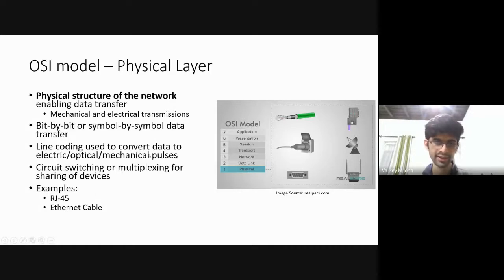If you're from an ECE background, you'll have this background. So basically, you convert the digital data that you receive, like ones and zeros, into different forms, which is basically mechanical and electrical pulses. So that gets transferred through the network, and then it gets decoded back. And then circuit switching and multiplexing of sharing of devices also occurs in this layer. Some examples of devices in this layer are the RJ45 and the Ethernet cable. So these are two examples of the devices in this layer.